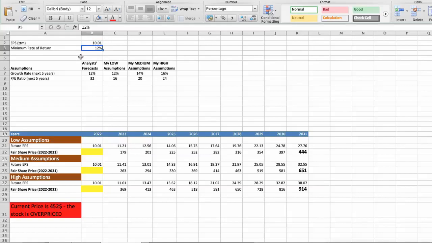For Adobe, analysts forecast growth rate around 12% per year in next 5 years, and future P/E around 32. Again, I will use 3 different scenarios for Adobe Company: bad, average, and good.